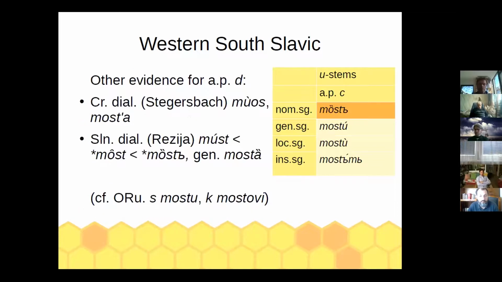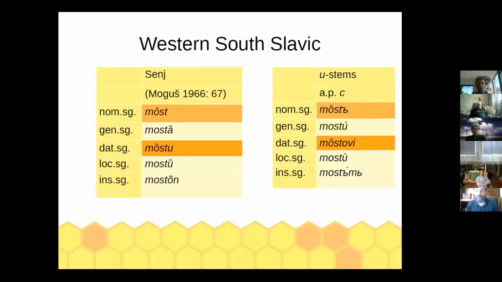So let's have a look at other dialects. And then it turns out that one of the most frequent words that shows accent paradigm D patterns is the word for bridge. For example, in Stegersbach in the Burgenland, we find moas, mosta. And in Resian Slovenian, we find mus, mosta. So this must be an archaism. And this looks very much like our reconstructed U stem paradigm. And it gets even better if we look at the paradigm as it is attested in Seine, where we find most, mosta, mosto, mosto, moston, which perfectly follows the accentuation of the Proto-Slavic model U stem.